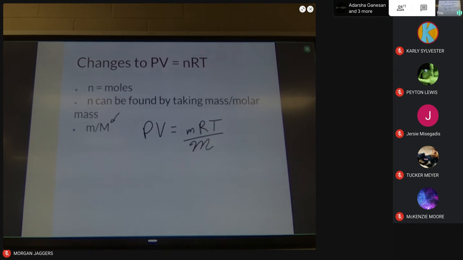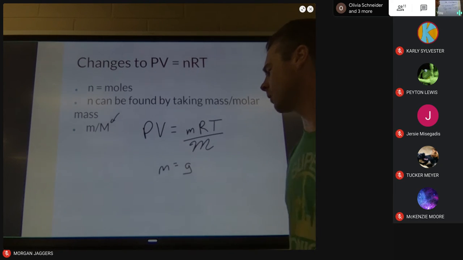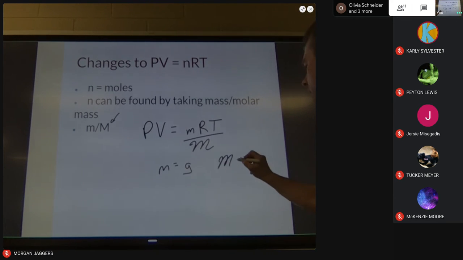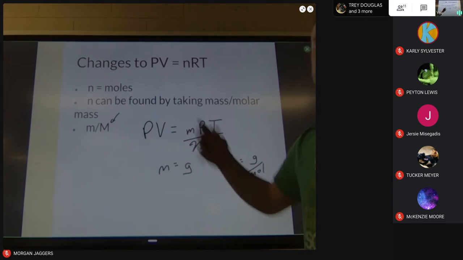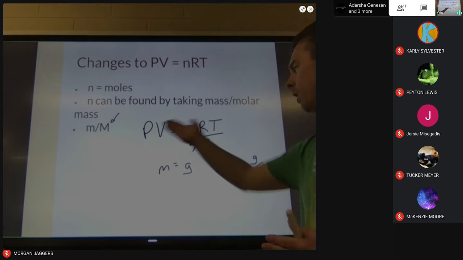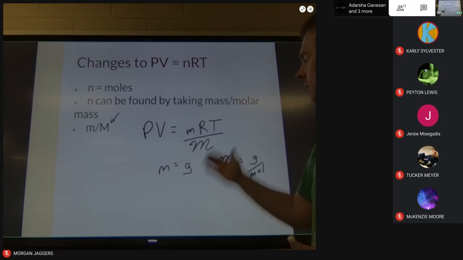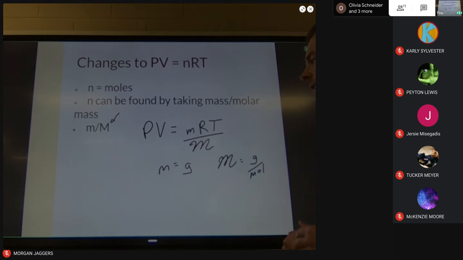Keys with using this version of the ideal gas law. Mass needs to be in grams. Molar mass for us is always in grams per mole. That allows everything else to cancel out. So pressure still has to be in atm or kPa. Volume still has to be in liters. R is going to be whichever one you want to use based on your pressure. Temperature needs to be in kelvins. And those are going to be the measurements you need for that one.